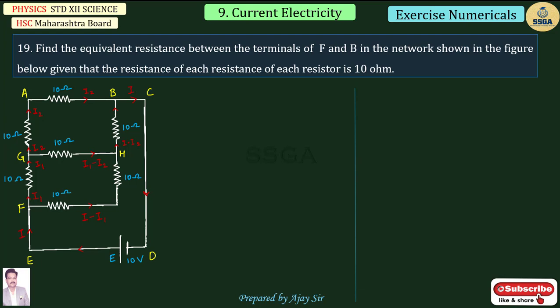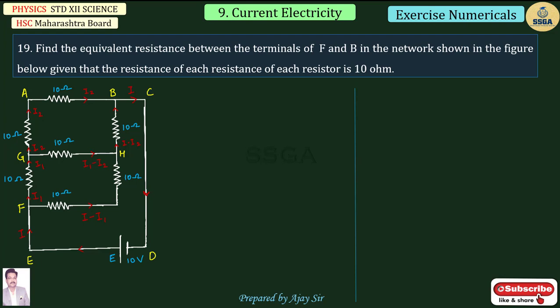So at this point F, the current is divided into two parts. Suppose in this arm the current which is flowing is I1, and the total current is I. Therefore the remaining current, I minus I1, will flow in this arm. The same current will flow in this part also. Now the same current will come at this point, at G point. So that current is I1.